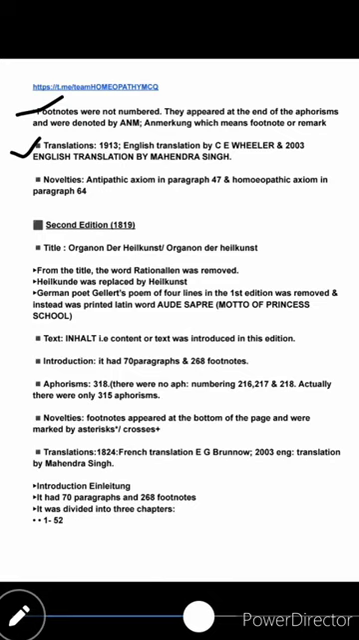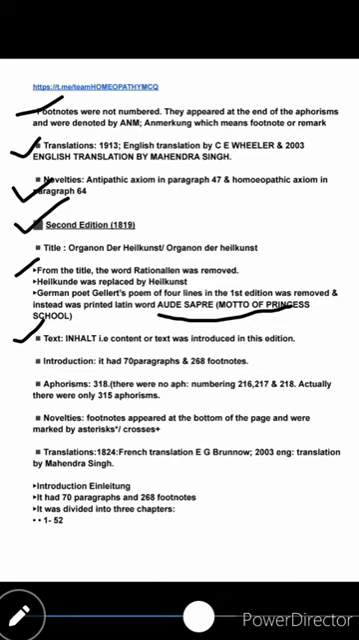Now the footnotes appeared at the bottom and were marked by asterisks and crosses. Now the translation: French translation and English translation by Mahesh. Introduction: it had 70 paragraphs, 68 footnotes. It was divided into 3 chapters: 1 to 52, 53 to 60, and 61 to 70. Each chapter included a closing line.